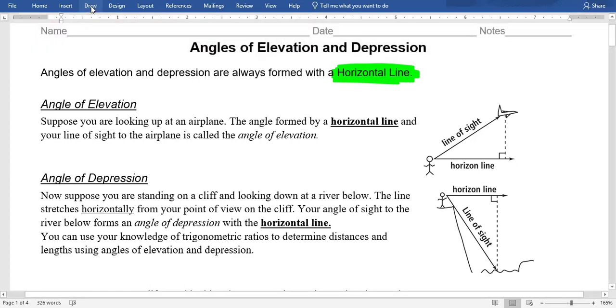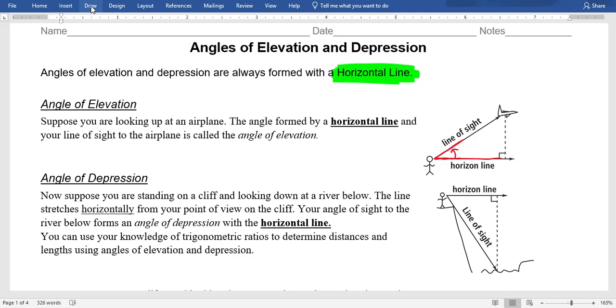If you're looking at an angle of elevation, it's like you're looking up at an airplane. The angle is formed by this horizontal line, I'm highlighting it in red, and the angle you actually look up. That is your angle of elevation. It starts horizontal and then it looks up. You elevate, go up, your head goes up, it elevates.